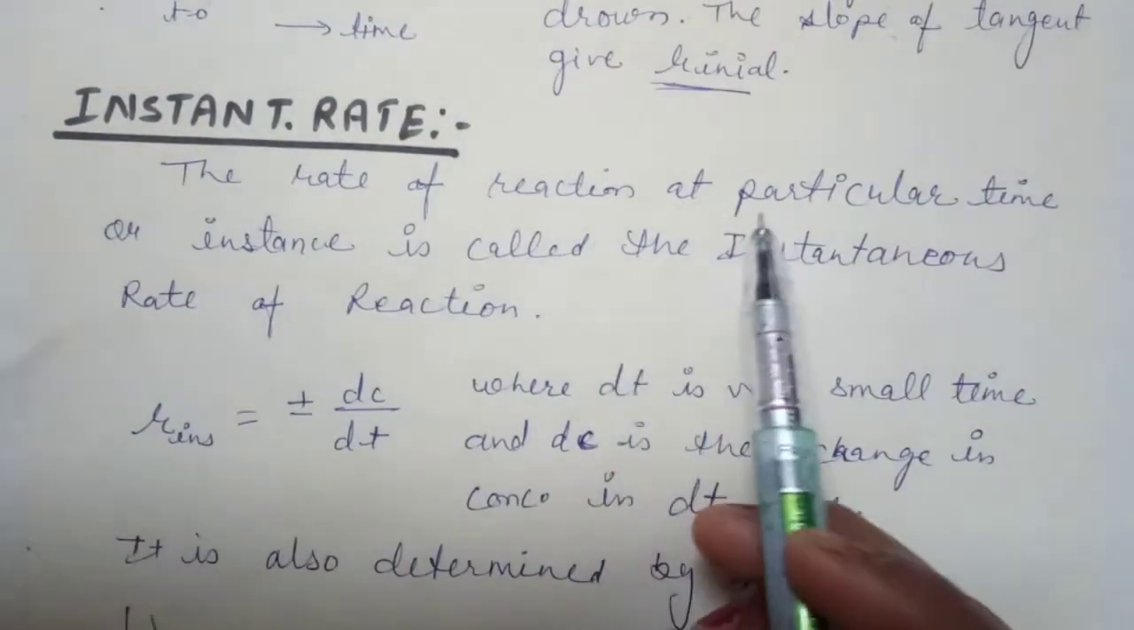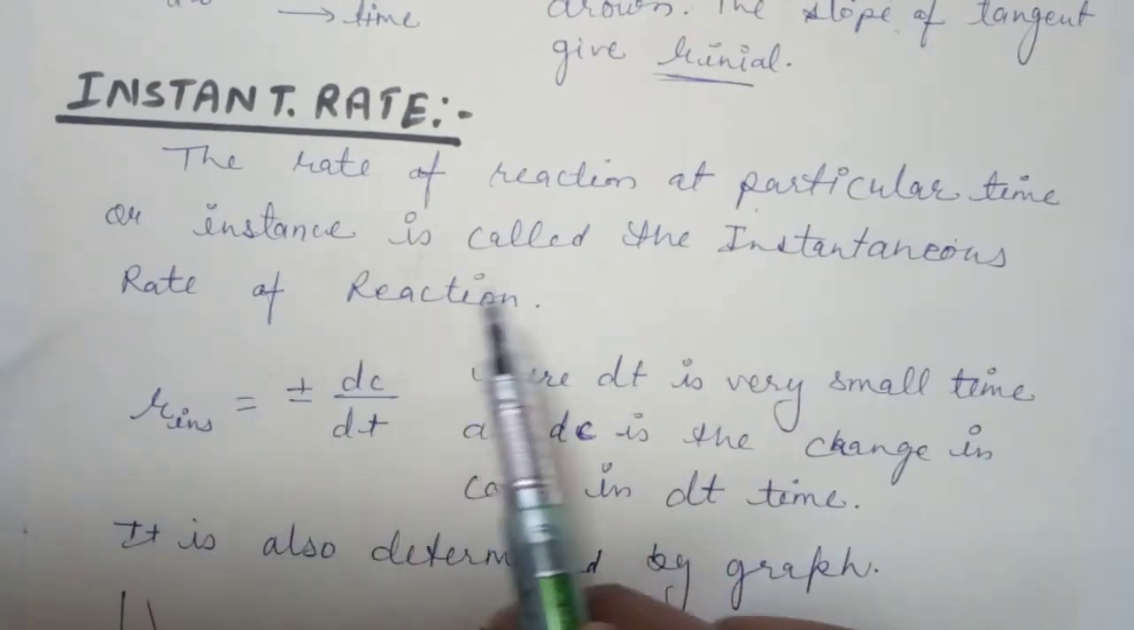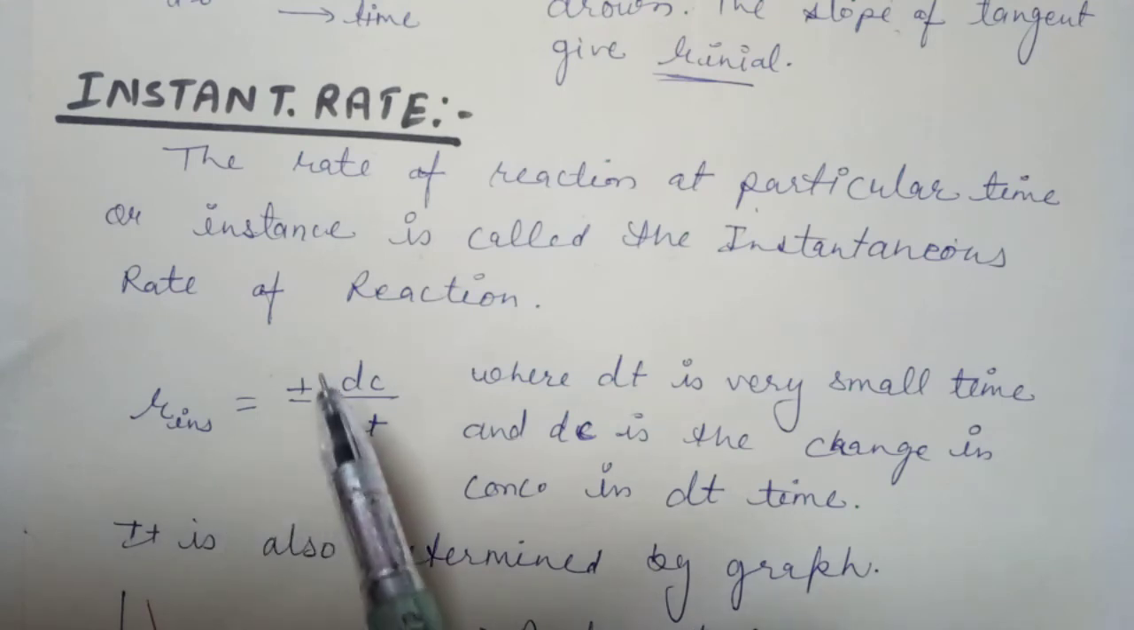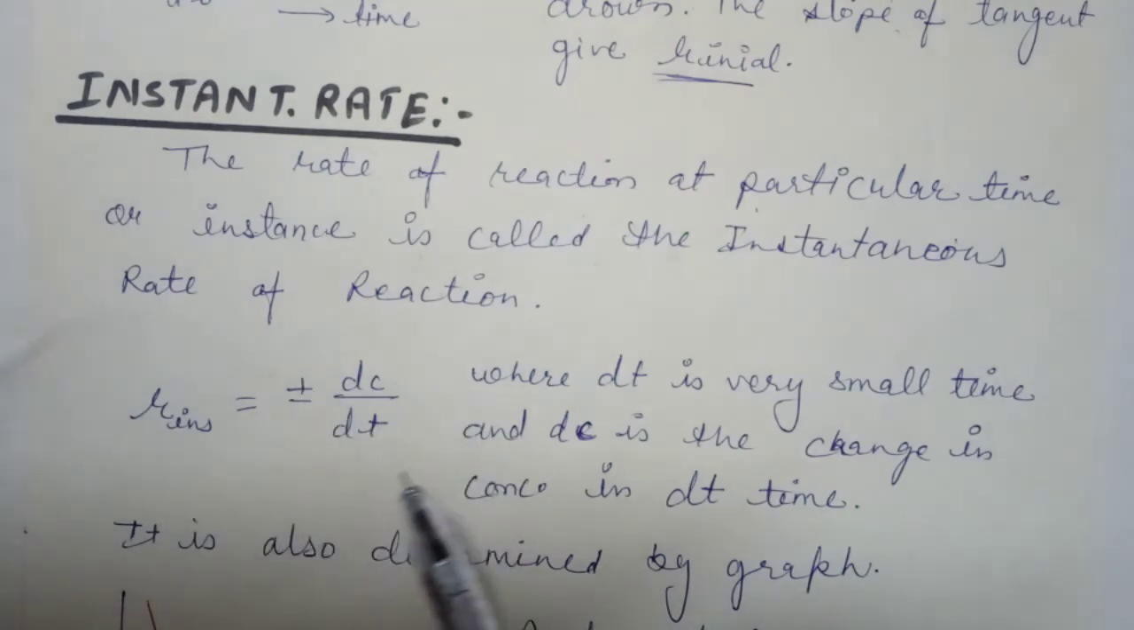Okay, so the rate of reaction at a particular time is called the instantaneous rate of reaction. R instantaneous is equal to plus or minus dc upon dt, where dt is a very small time and dc is the change in concentration in dt time. It is also determined by the graph.